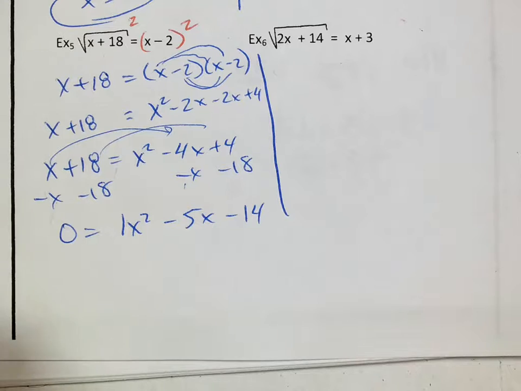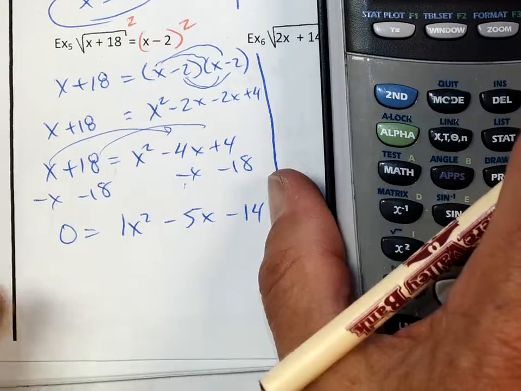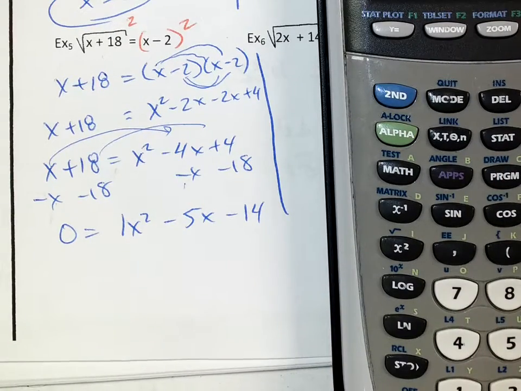Now I could factor it. 7 and 2, I can do that. In fact, no problem for me. I already know 7 and 2. I can do it. Bam, I got the answer. But let's say you don't know how to factor. Here's what we're going to do. So it only works when you're solving, okay?